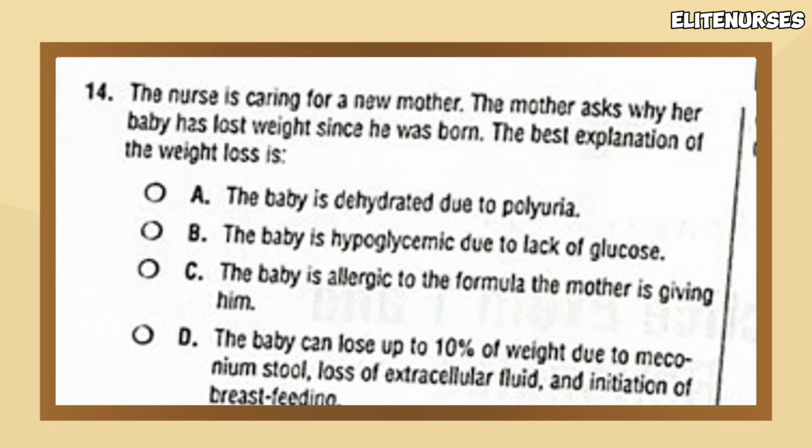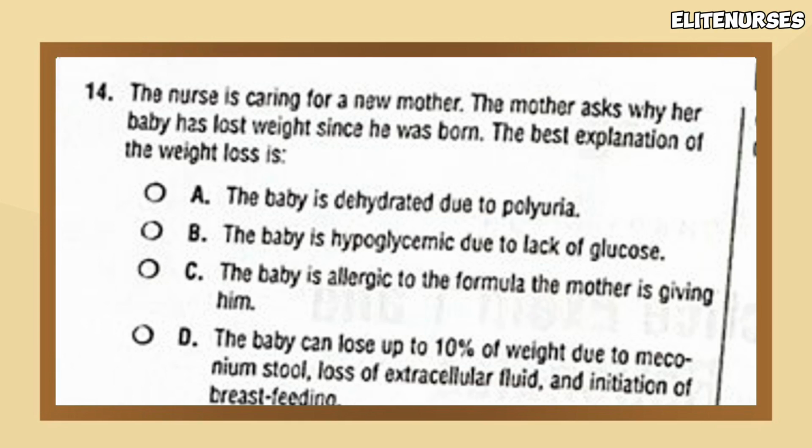Question 14. The nurse is caring for a new mother. The mother asks why her baby has lost weight since he was born. The best explanation of the weight loss is A, the baby is dehydrated due to polyuria. B, the baby is hypoglycemic due to lack of glucose. C, the baby is allergic to the formula the mother is giving him. D, the baby can lose up to 10% of weight due to meconium, stool, loss of extracellular fluid, and the initiation of breastfeeding.